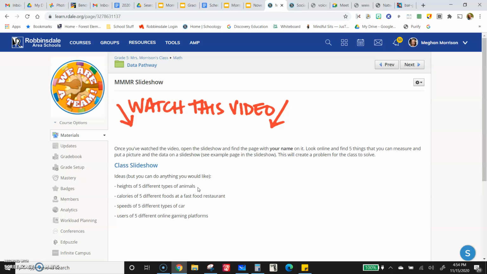If you wanted to find data from your own family, you could tell me the ages of different members of your family or the heights. Maybe not the weights unless you get permission to share that. Some people get particular and want to keep that information private.